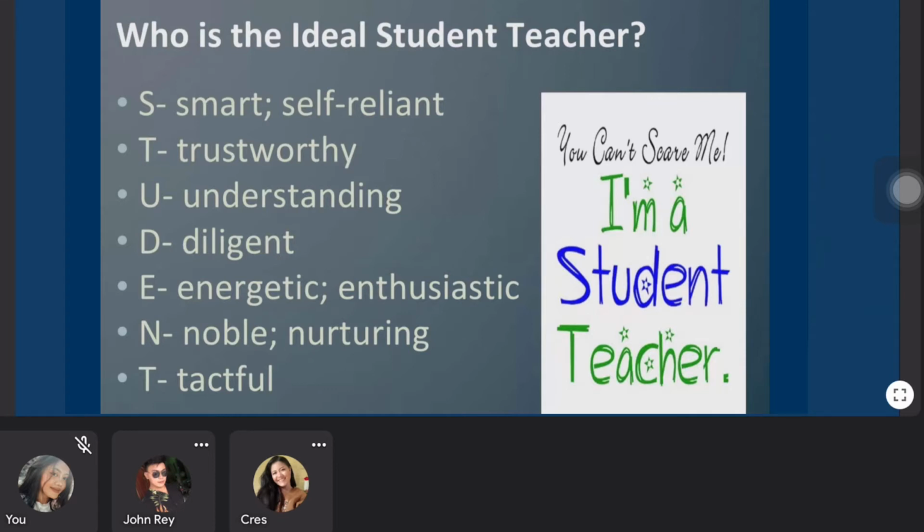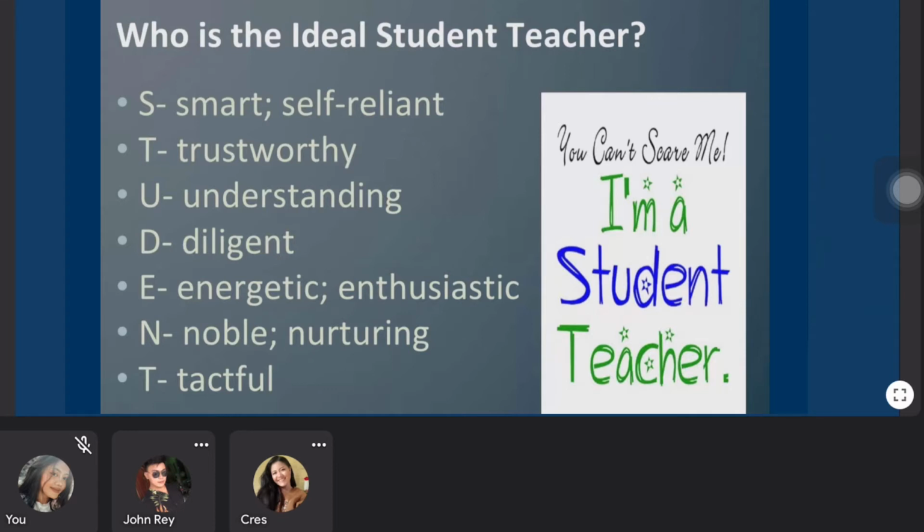And then understanding. Not only with accepting tasks, we should also be understanding in handling our students, especially if our students are giving us student teachers stress, because that's what it's going to be. We should be understanding to our students. We should stretch our patience for them. And next, we have D for diligent.